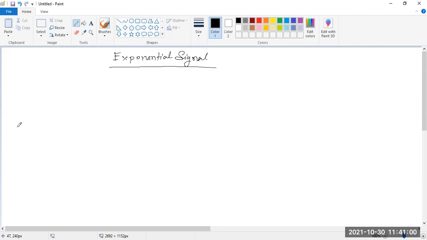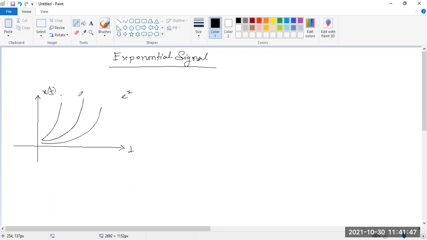Exponential signal. Exponential signal means, look, just 1 minute. This is a graph. This is the quadrant. This is t for the continuous signal, and this is x of t, the function. Exponential means it is either gradually increasing in this way, or it may be any way. But if something has e to the power of something, then it is exponentially increasing, or it may be exponentially decreasing. So these types of signals are called the exponential signal.